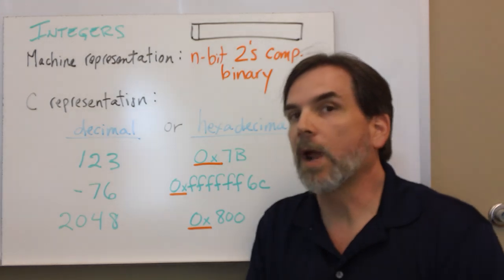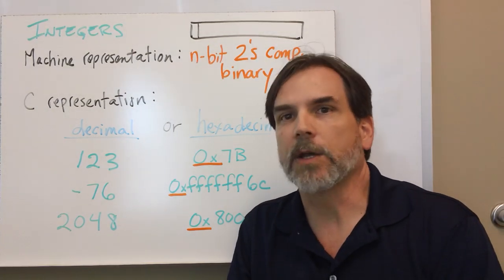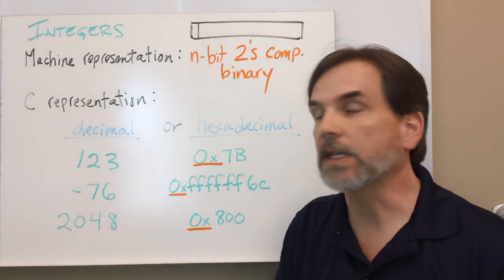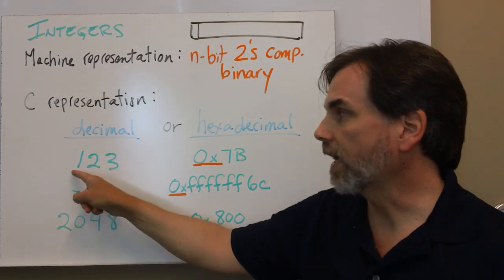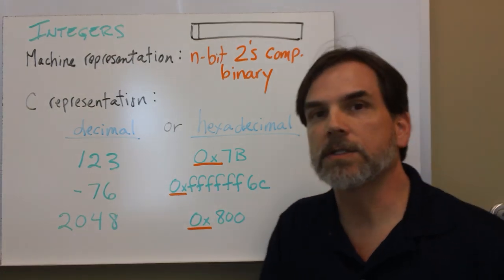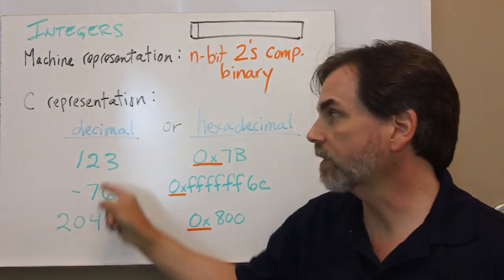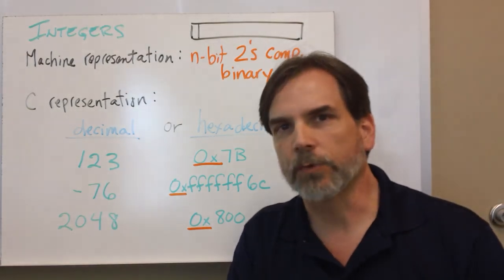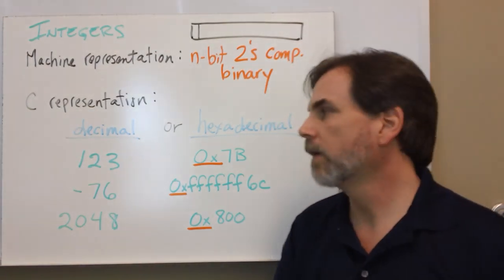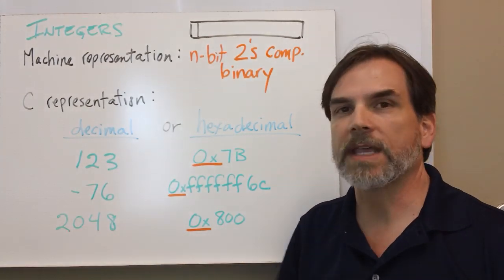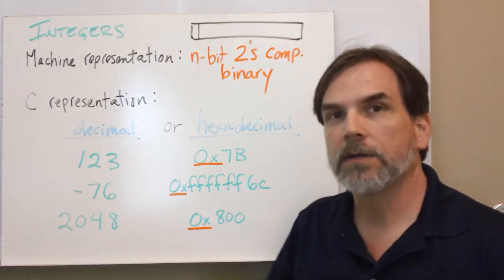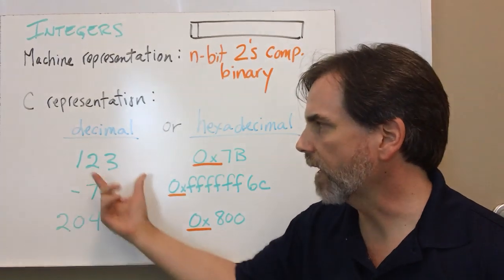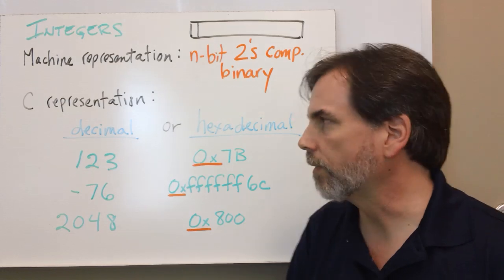And in C, we don't write our numbers in binary. We write them in decimal, base 10, or hexadecimal, base 16. So decimal numbers are written the way you would expect. 1, 2, 3 is the representation of 123, so the ones digit, tens digit, hundreds digit, and same way we've been writing all through elementary school and on until now. Minus 76, 2048. There's no comma here in the larger number. We just write all the decimals together. And there's no spaces, of course, in between. That would be two separate numbers.